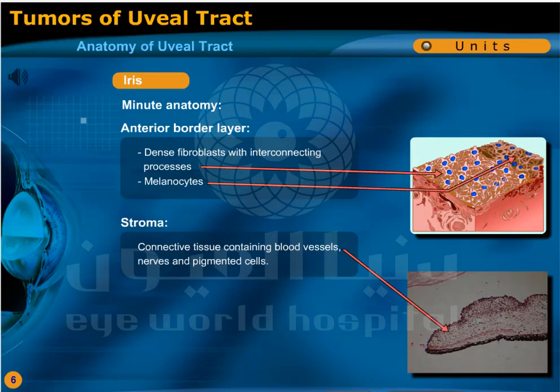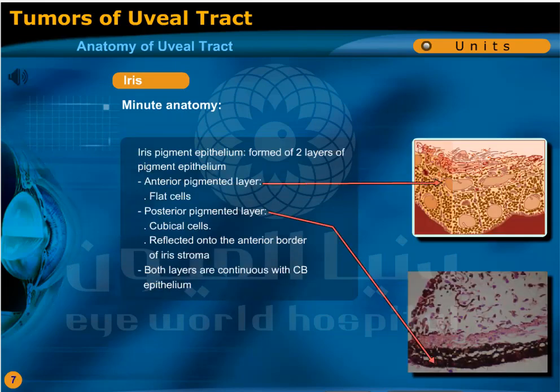Minute anatomy. Anterior border layer, dense fibroblasts with interconnecting processes, and melanocytes. Stroma, connective tissue containing blood vessels, nerves, and pigmented cells. Iris pigment epithelium, formed of 2 layers of pigment epithelium. Anterior pigmented layer, formed of flat cells, and posterior pigmented layer, formed of cuboidal cells, reflected onto the anterior border of iris stroma. Both layers are continuous with ciliary body epithelium.